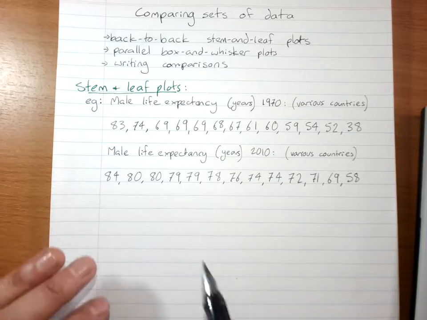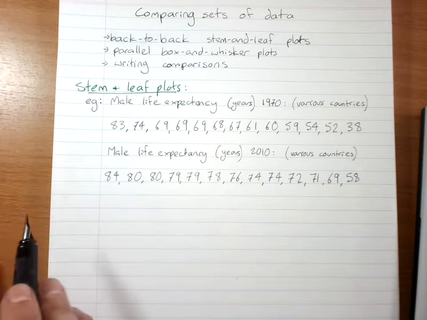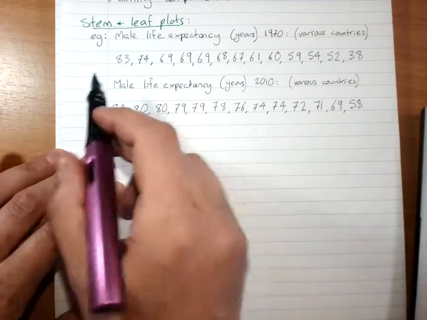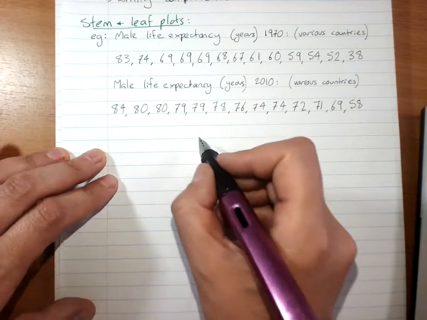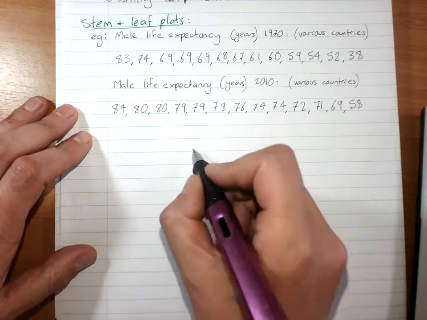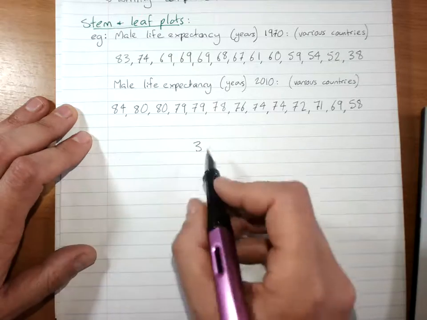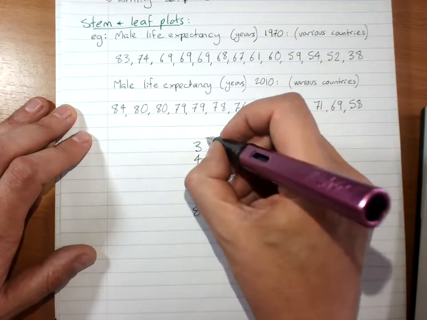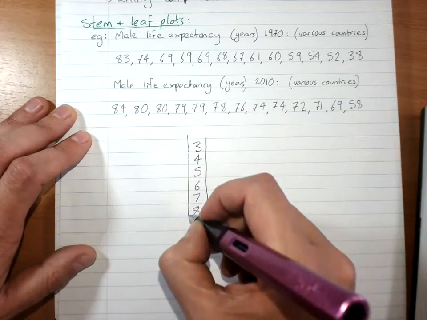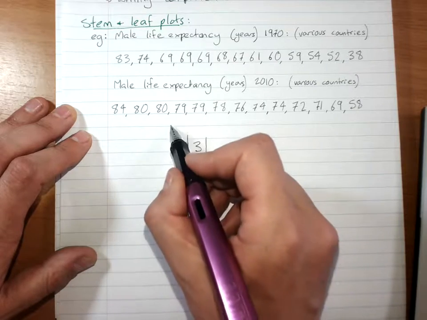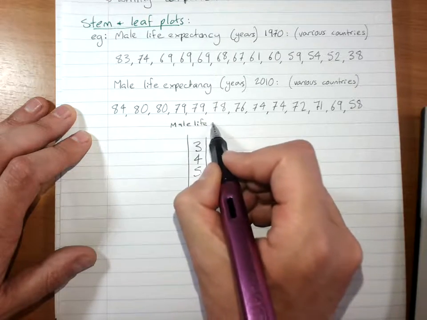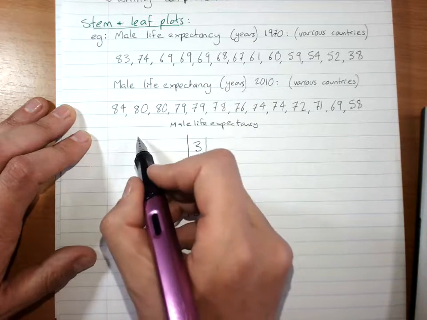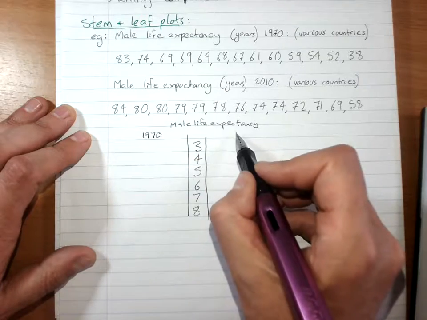One way is by doing a stem and leaf plot with one set of data on one side and the other set of data on the other side. So here we have our lowest is 38, so when I do my stem I'm going to start with a 3 and I have to get up to 8. You put a line on both sides. You would give this a title, male life expectancy. I should have left more space. And on this side we'll put 1970 and on this side we'll put 2010.